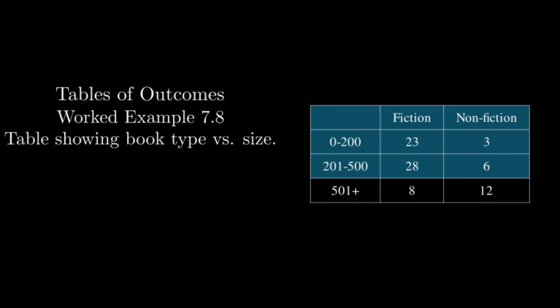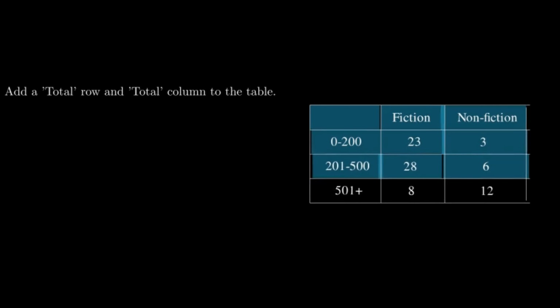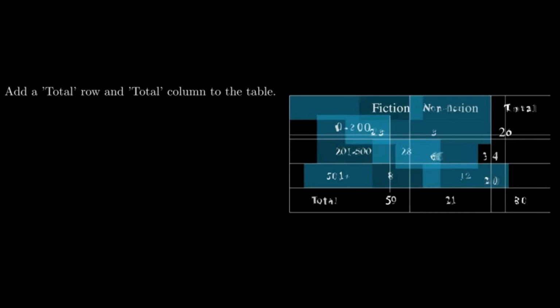The first step, which is almost always helpful, is to add a total row and a total column to our table. Let's calculate these totals. For the rows, 23 plus 3 is 26, 28 plus 6 is 34, 8 plus 12 is 20.